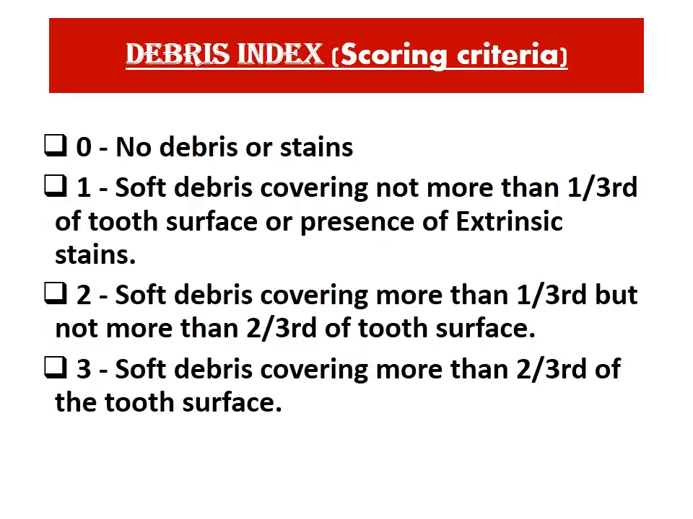Scoring criteria for debris index and calculus index are separate. For debris index, let us see the scoring criteria. The scores given are 0, 1, 2 and 3. Score 0 when no debris or stains are present over the tooth surface. Score 1, soft debris covering not more than 1/3 of the tooth surface or presence of extrinsic stains. Score 2, soft debris covering more than 1/3 but not more than 2/3 of the tooth. Score 3 is given when soft debris covers more than 2/3 of the tooth surface.